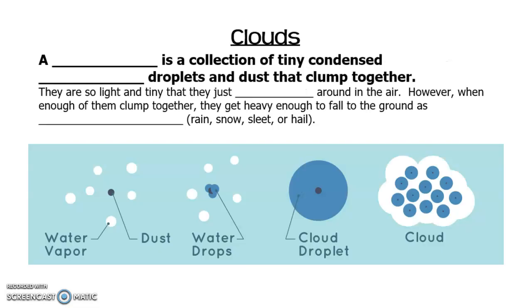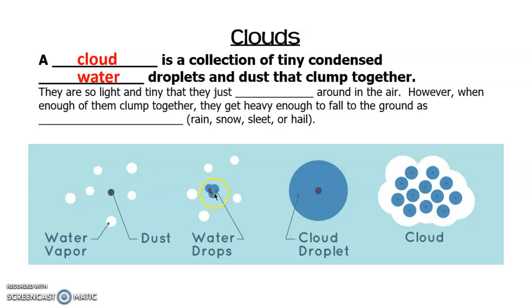So the first thing we need to know is what a cloud is. So in the top of your page of notes, that first blank is the word cloud. A cloud is a collection of tiny condensed water droplets and dust that clump together. So water that's up there in the sky is in the form of water vapor, the type of gas that is water. And then there's also little pieces of dust that are up there in the air from what the wind has picked up and moved around.